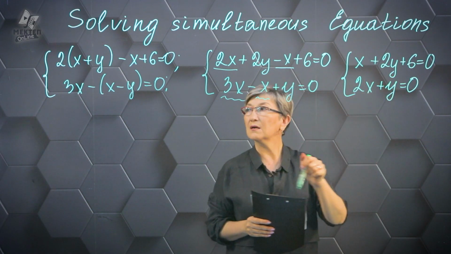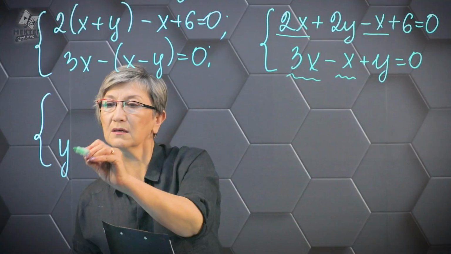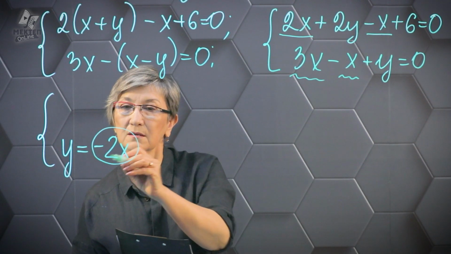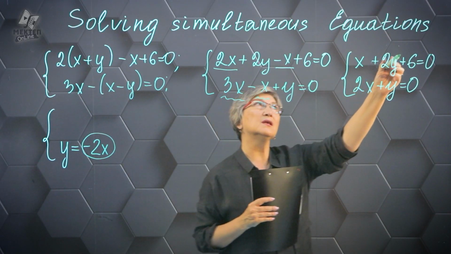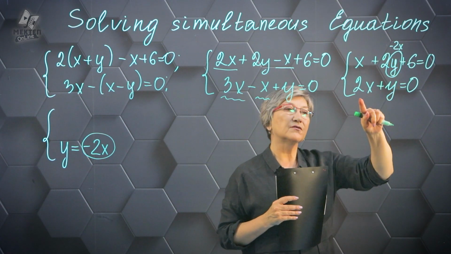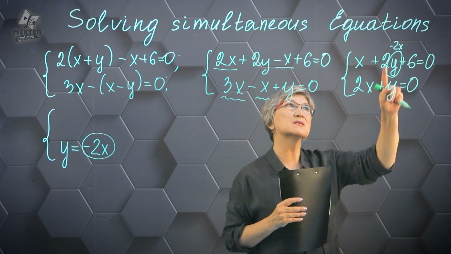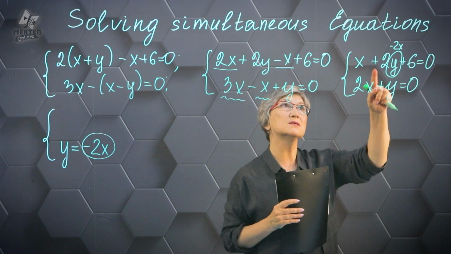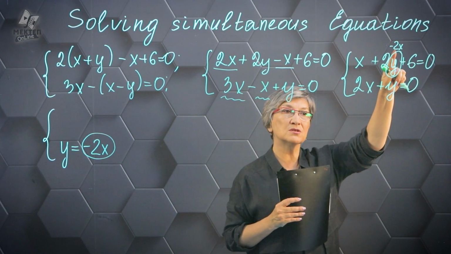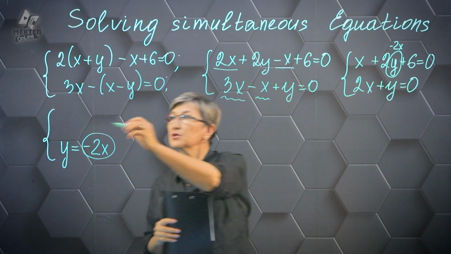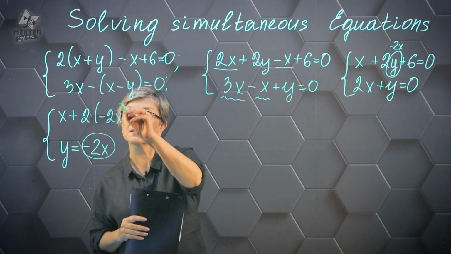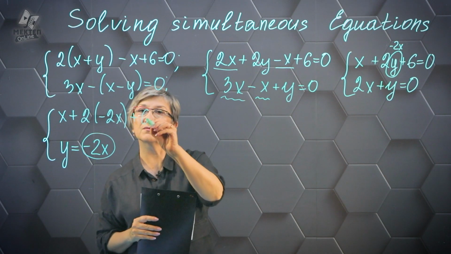So from the second equation, we express the variable y. y equals minus 2x. And then minus 2x we're going to put into the first equation in place of y. From the second equation, we expressed y and substituted into the first equation. As a result, we get x plus 2 times minus 2x. Let's write it down. x plus 2 times (minus 2x), plus 6 equals 0.